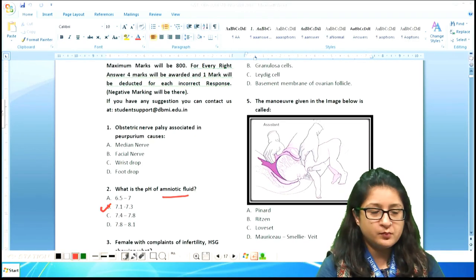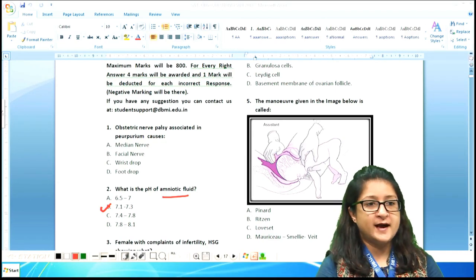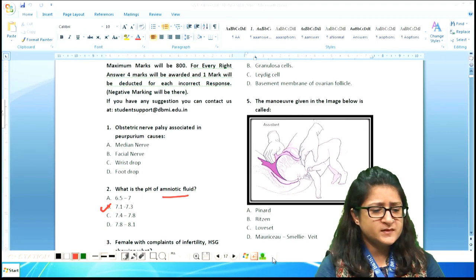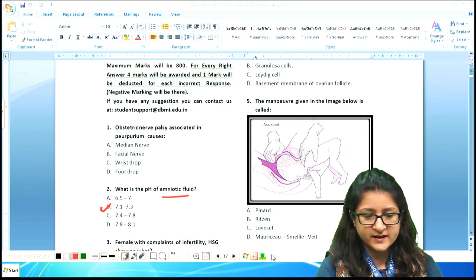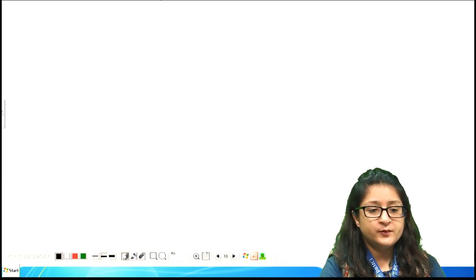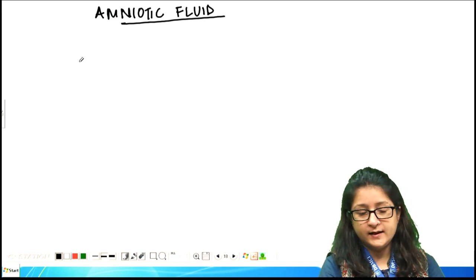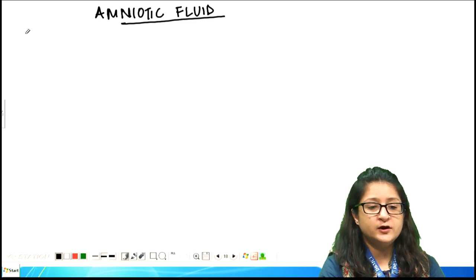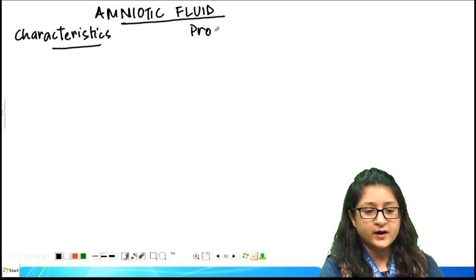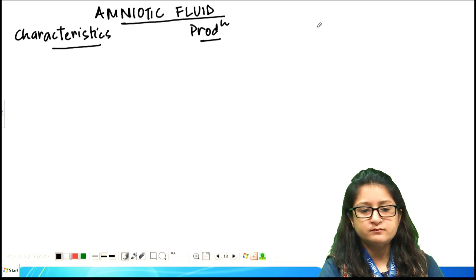Amniotic fluid is a very important topic as far as your exams are concerned. They have asked a number of questions on amniotic fluid, and various aspects of amniotic fluid have been asked. So let me just give you a brief about what are the important points in amniotic fluid that you should remember. So the first point is, we'll talk about the characteristics of amniotic fluid, certain important characteristics. Then we have to talk about the production, and then we have to talk about the abnormalities.